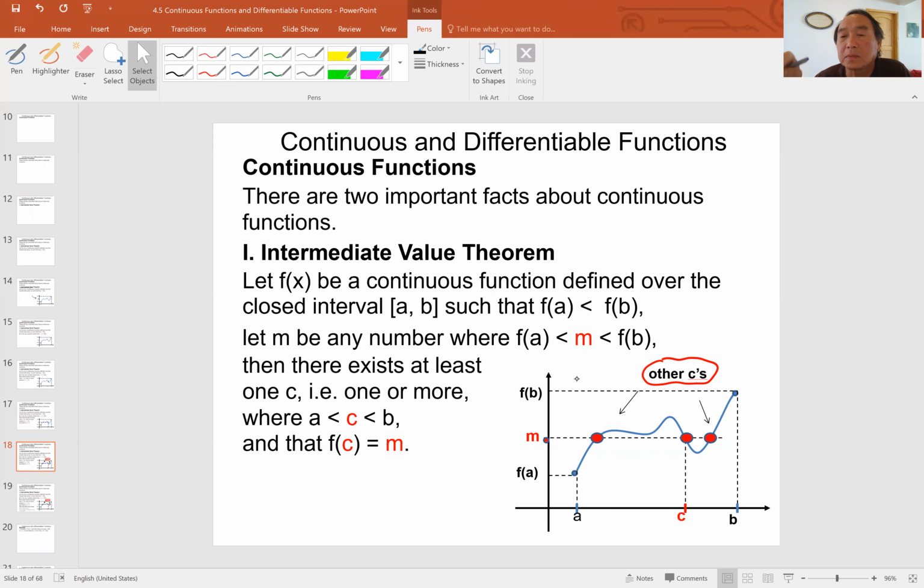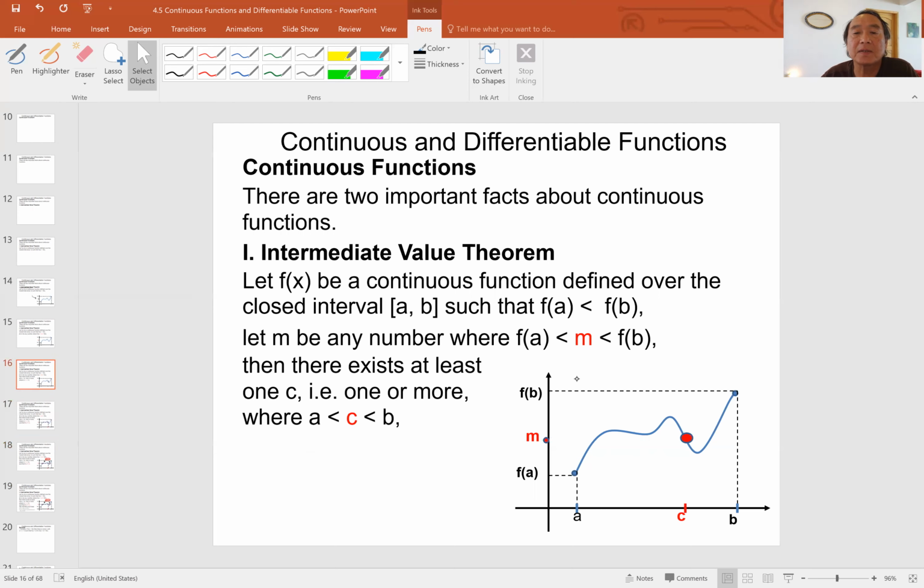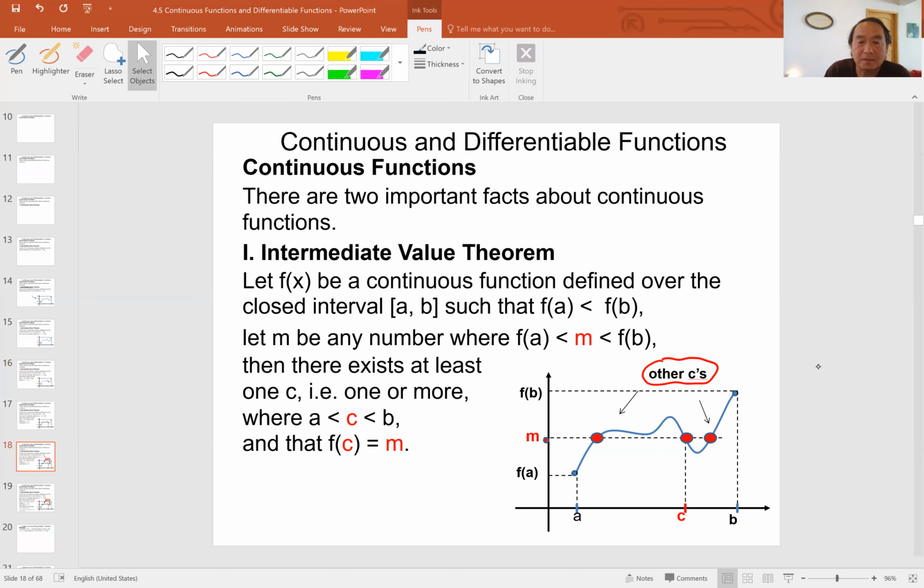Another thing I want to point out is that there might be other C's, and the theorem just guarantees us at least one C. The phrase in mathematics, "at least one C," means there is one at least, but there might be a lot of others.